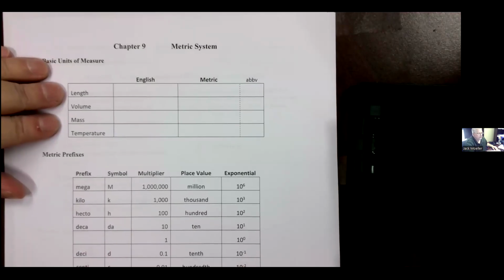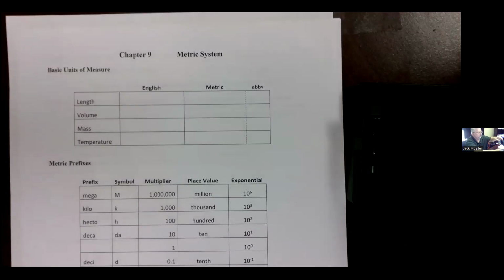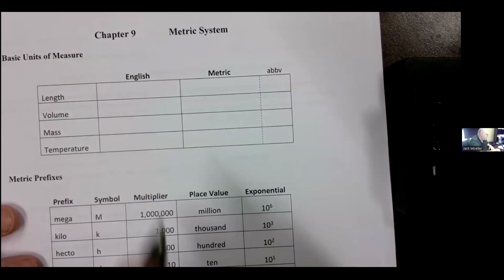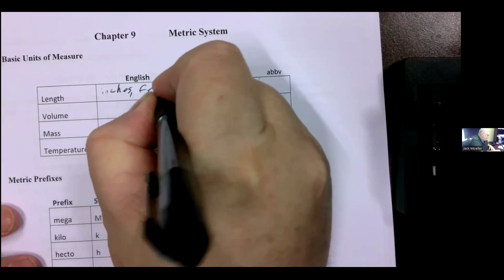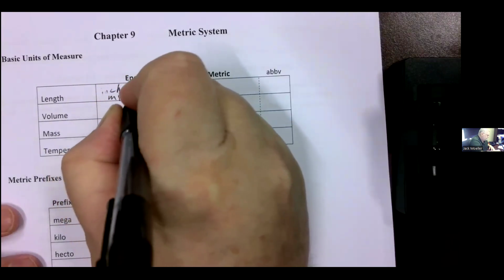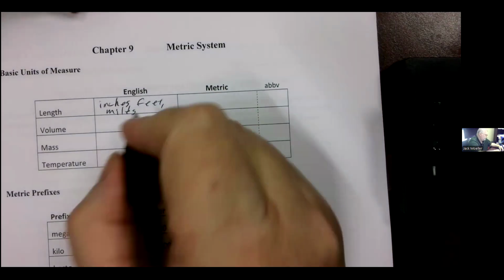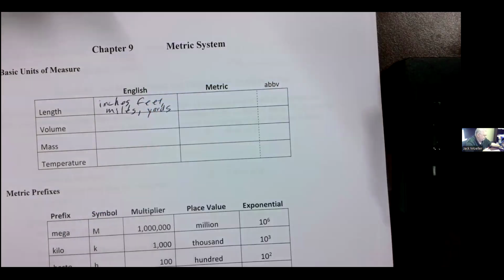So let's start with length. And so one of the things about the English system is it has a lot of random units that we use that aren't really connected. So for like length for the English system, we have inches, we have feet, we have miles. No, didn't leave these boxes big enough. What else do we have? We have yards. I was a sailor, so I remember talking about nautical miles, and so all of these are somewhat random.